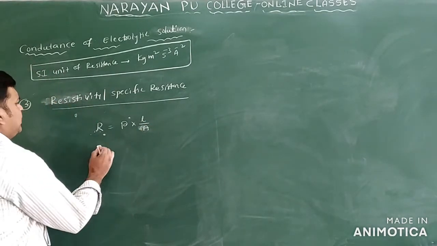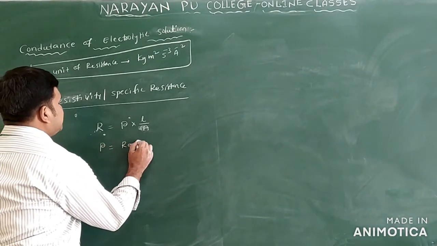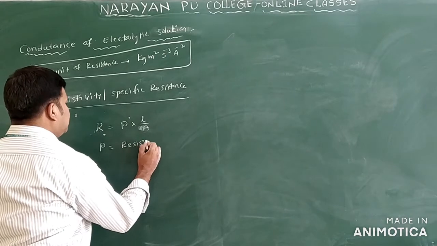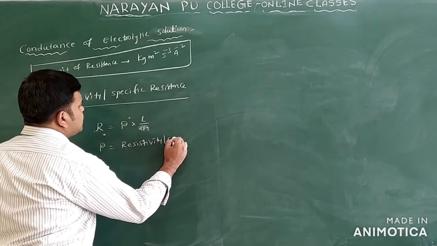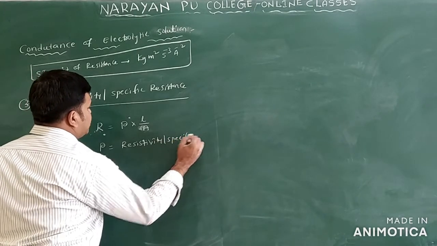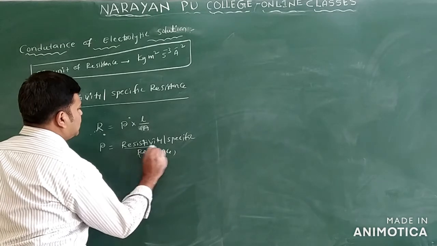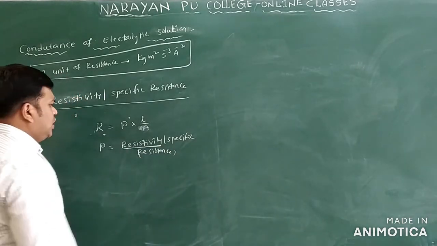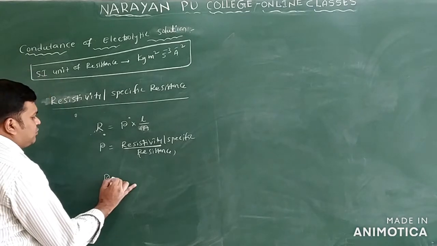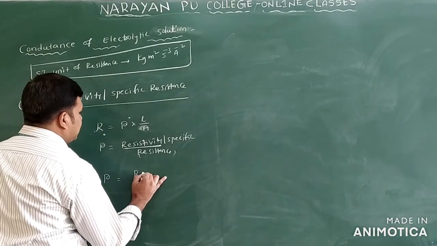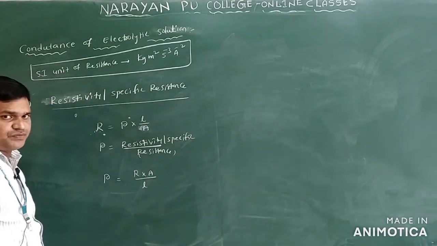So what is rho? I told here, rho is what I called resistivity, or you are calling it specific resistance also. But generally the word we are using is resistivity only. From this, I want to write the expression: resistivity is equal to R into A by L only.